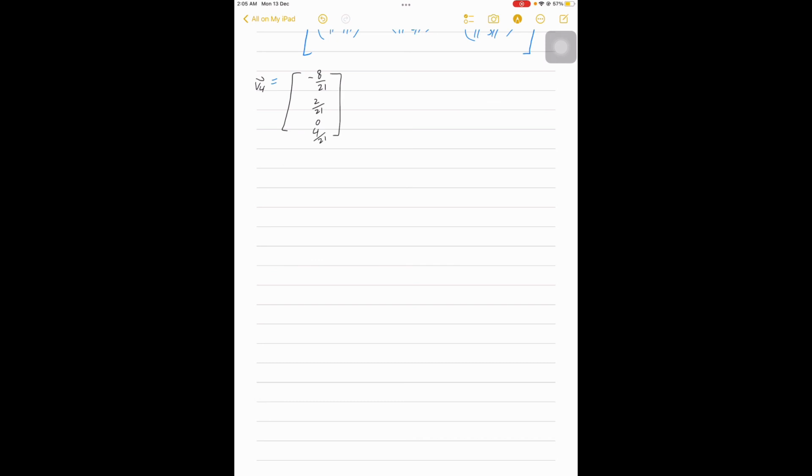So your basis is 1, 4, negative 1, 0, 1, 0, 1, 2, negative 1 over 9, 2 over 9, 7 over 9, negative 1 over 3, and negative 8 over 21, 2 over 21, 0, and 4 over 21.